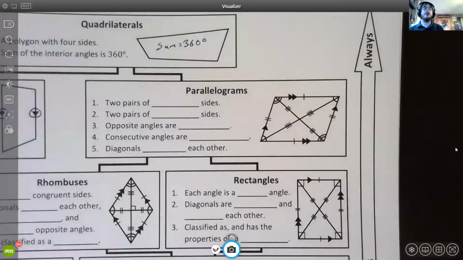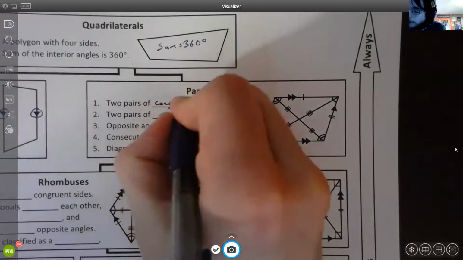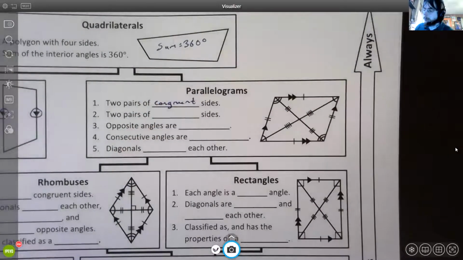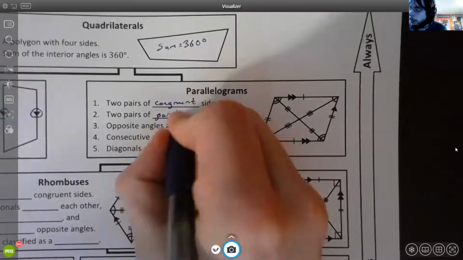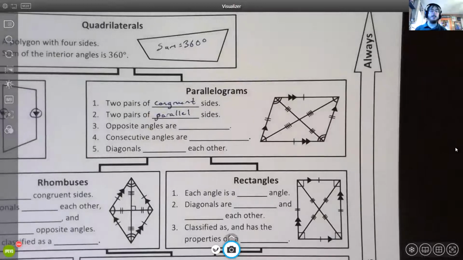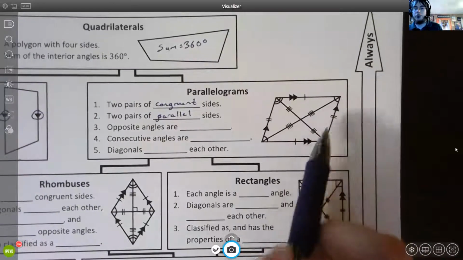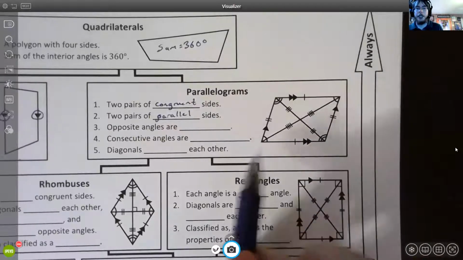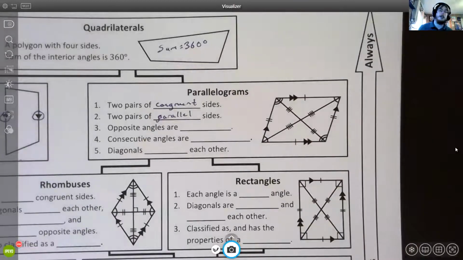the thing that makes a parallelogram is that you have two pairs of opposite congruent sides, and those sides must also be parallel. So that's why it's called a parallelogram, because it has two pairs of parallel sides. So as you can see from the diagram, we have this side here and this side here are parallel and congruent to one another. And then the top side and the bottom side are parallel and congruent to one another.